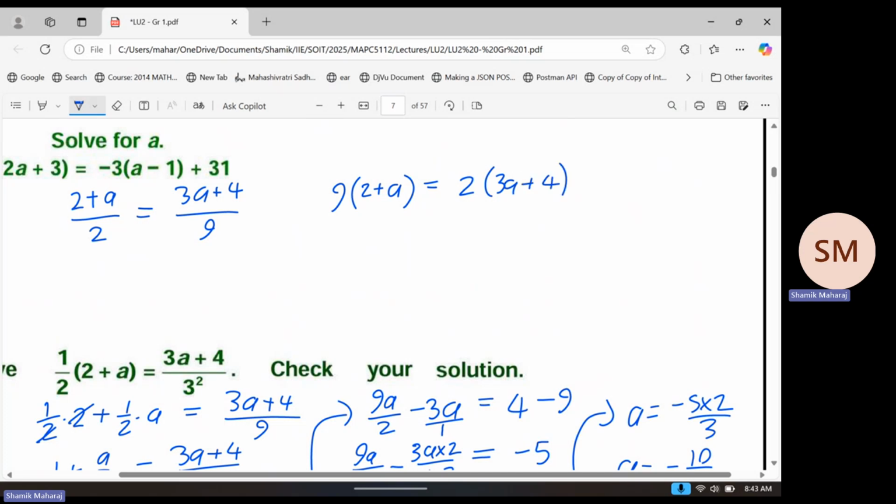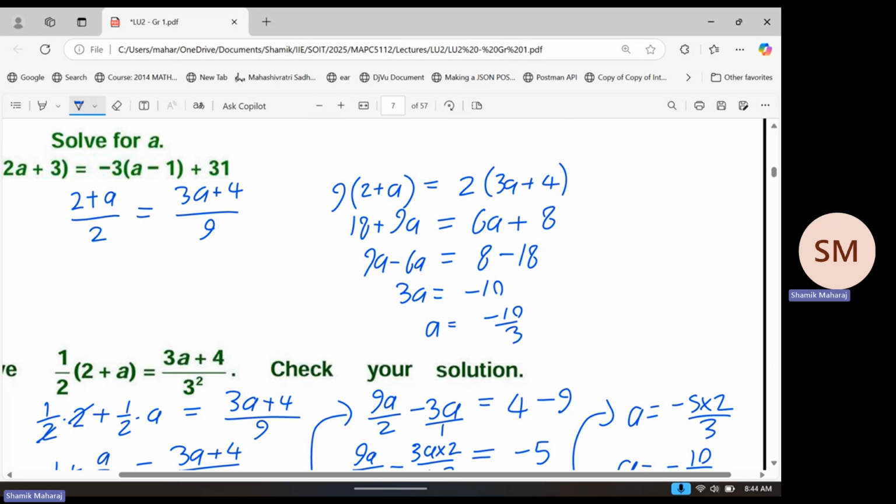Then we can just open the brackets up. Here we have 18 plus 9a, and here we have 6a plus 8. Maybe this is simpler. That works out better. That's the quicker one. So then we'll have 9a minus 6a is equal to 8 minus 18, and we can see it's going to be the same thing. 3a is equal to minus 10, or a is equal to minus 10 over 3. Thank you guys for doing that one.